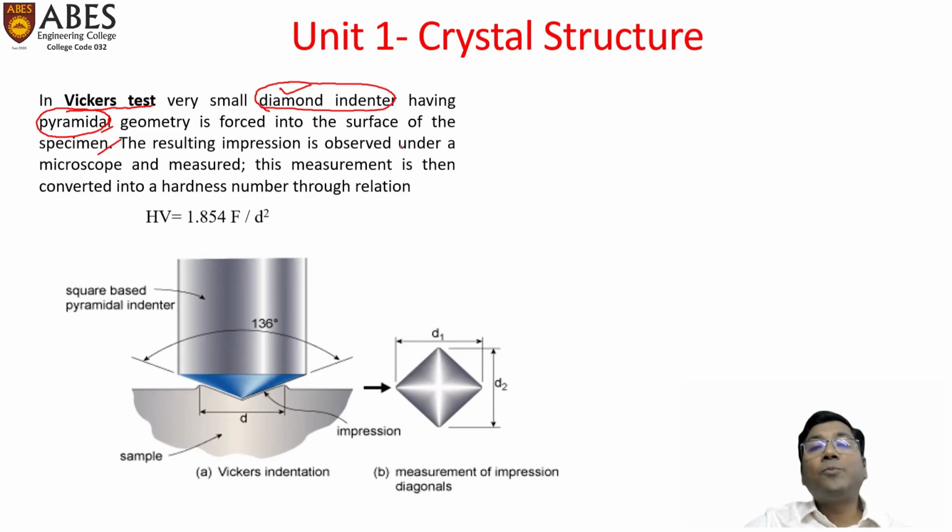The resulting impression is observed under a microscope and measured. This measurement is then converted into a hardness number through the relation HV equals 1.854 F upon D square. Through this relation, the Vickers hardness number can be obtained. There is a method of writing hardness values: HV stands for hardness Vickers, or is pronounced as hardness on the Vickers scale.